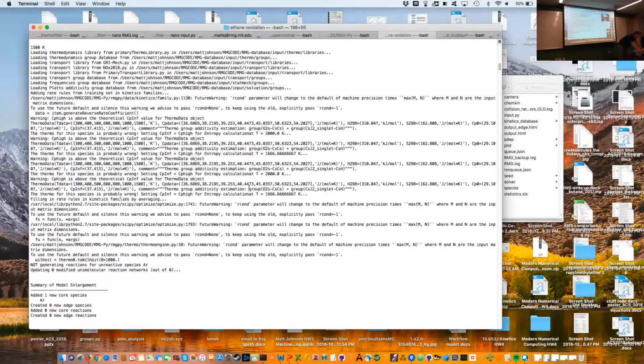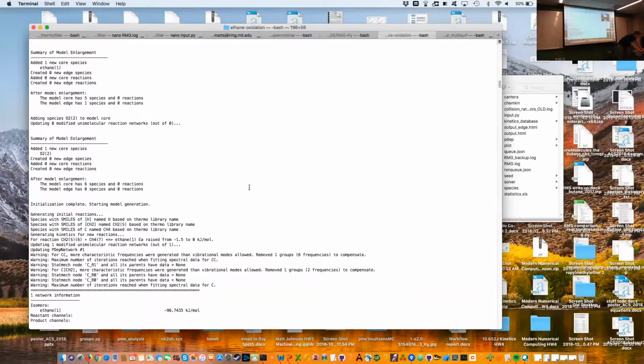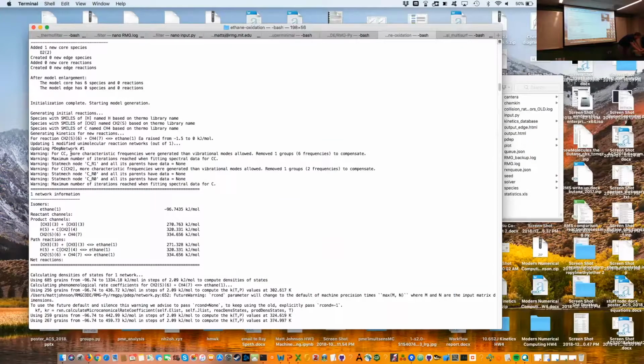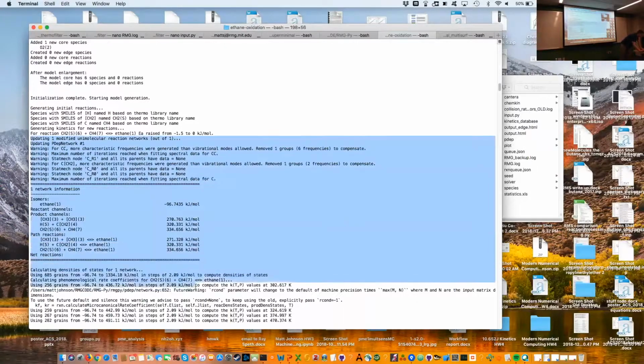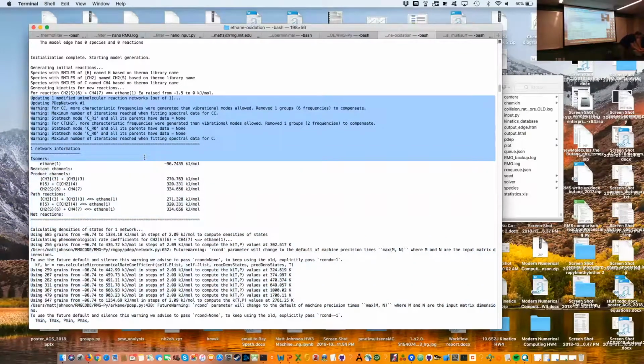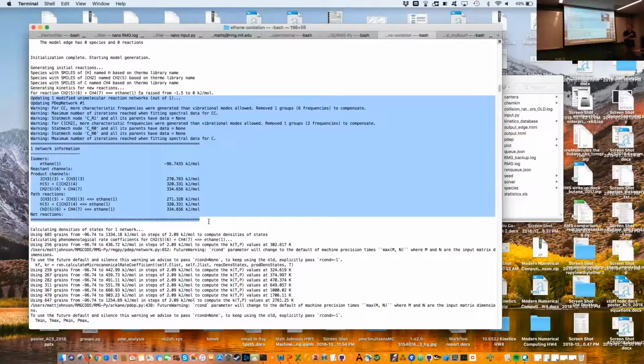Okay, so this looks a lot like the other RMG jobs until we start to get these updating. We start updating unimolecular reaction networks, and so PDep tends to give you a lot of warnings. We tended to err on having a lot more warnings than perhaps is really necessary. Despite all these warnings up here, this is all normal.